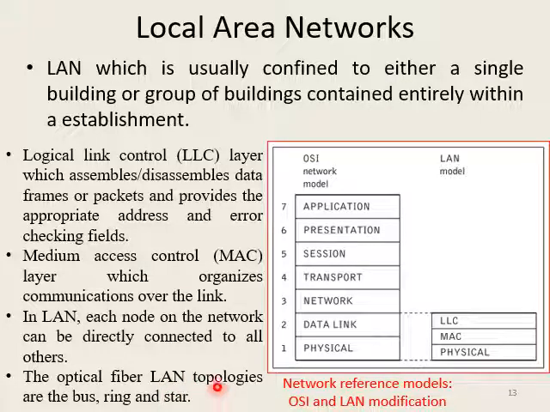So this is how the LAN topology normally works, with bus, ring and star topologies used for connection-oriented communication. But this is the diagram of the reference model, where the last two layers of the OSI layers are changed in terms of the LAN model.